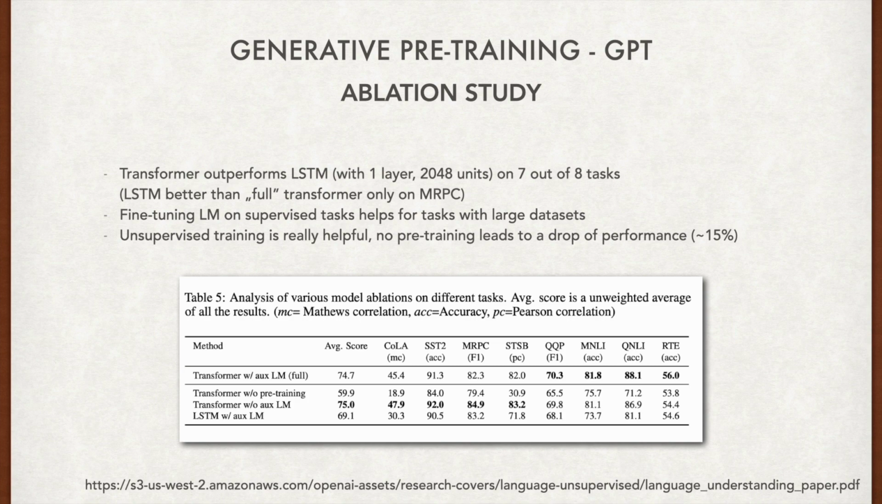As the authors also performed ablation studies in which they evaluated the quality of the model without unsupervised pre-training or without auxiliary language model fine-tuning on a supervised corpus, we also see that fine-tuning a language model on supervised tasks helps obtain better results using GPT for tasks with large datasets. Moreover, unsupervised pre-training is really helpful. No pre-training leads to a drop of performance of about 50 percentage points in the context of GPT.